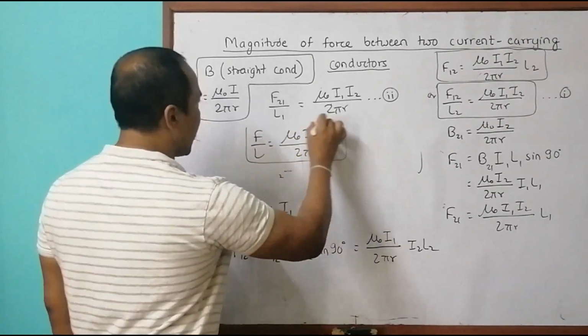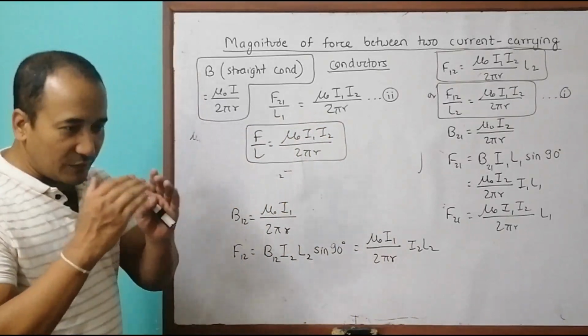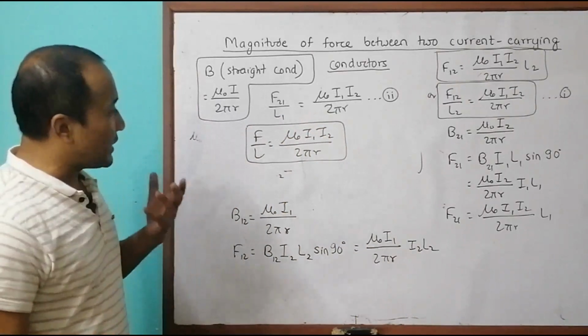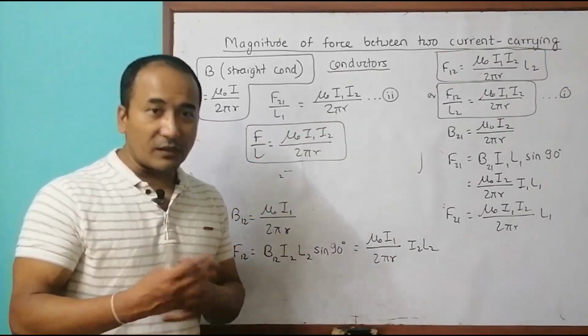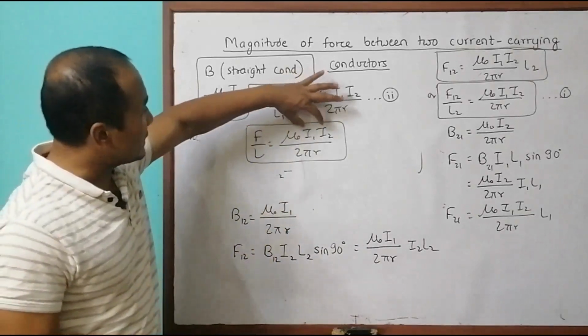This has been asked many times in questions. They tell you to find the force per unit length, and they ask whether they are equal or not, whether they follow the third law or not. So of course, yes, force per unit length depends on the product of the currents, and they're equal on both.